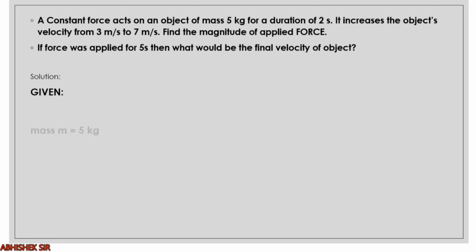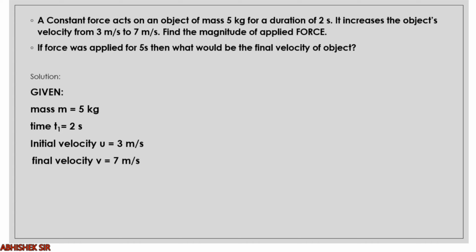The first information given is mass m is 5 kilogram, so write m equals 5 kg. Then time t1, as there are two instants of time. In the first case we have 2 seconds, in the second case we have 5 seconds. So for t1, 2 seconds. Now see carefully, the velocity initially was 3 meter per second and then it increased to 7 meter per second. So initial velocity and final velocity I have listed. Based on this we are finding force F1. Clear? So this is the list of given.